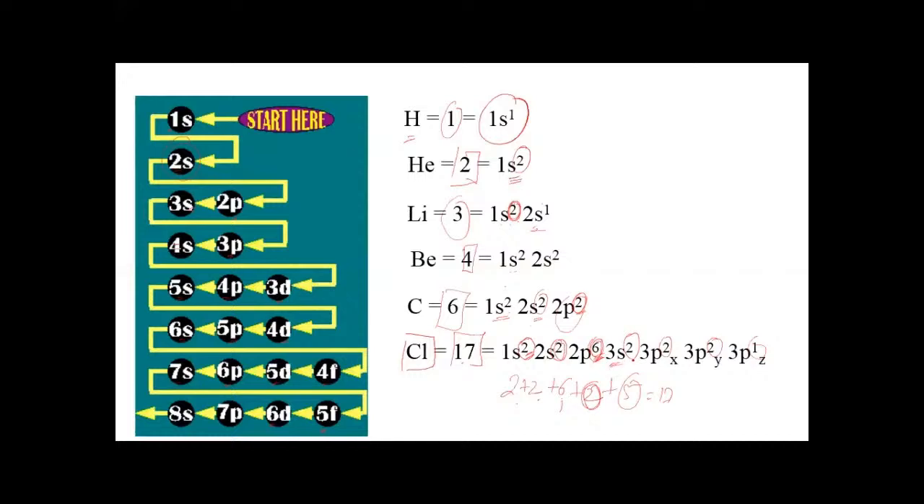Okay. So in the next slide we will discuss the numerical. Here is the numerical. The question is, write the electronic configuration of the following ions. The ions given are H minus, Na plus, O2 minus, F minus.